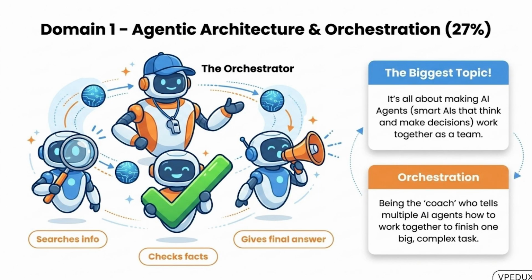Domain 1, agentic architecture and orchestration, is the largest and most important section at 27%. It focuses on designing AI agents, smart systems that can think, make decisions, and complete tasks. It also covers orchestration, which is about making multiple AI agents work together as a coordinated team. For example, one agent may search for information, another may verify facts, and a third may generate the final answer.